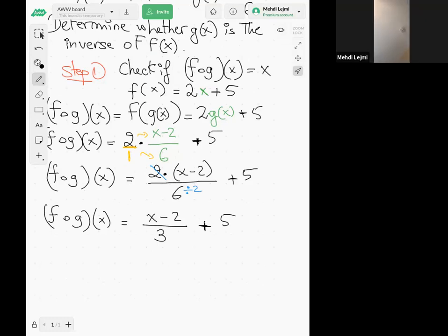Okay, so now I'm done with the simplification. Here I have only one term in the denominator, so I can split this fraction into two fractions. This is f composed with g of x, so that'll be x over 3. I'm going to split it into two fractions: x over 3 minus 2/3, and then there's plus 5 here.